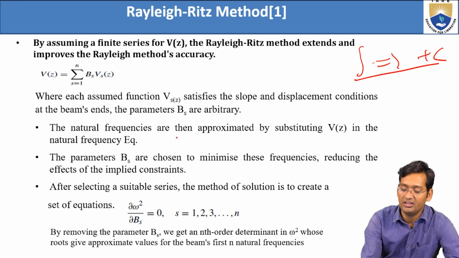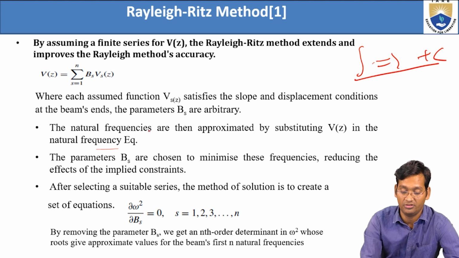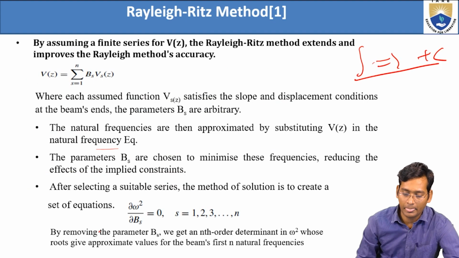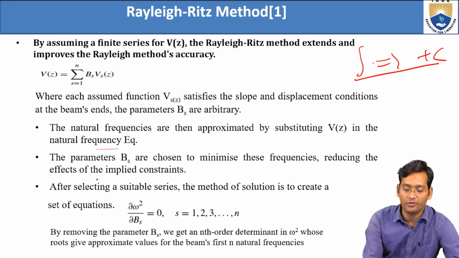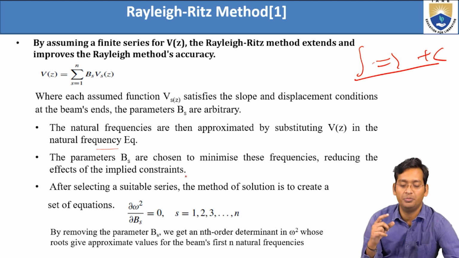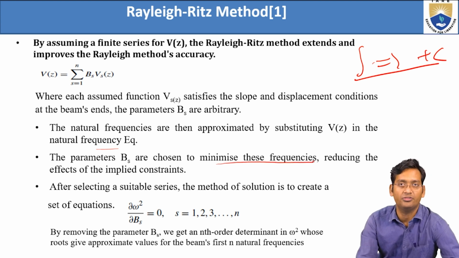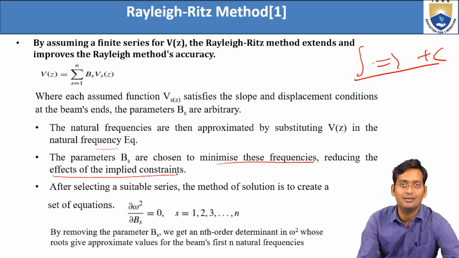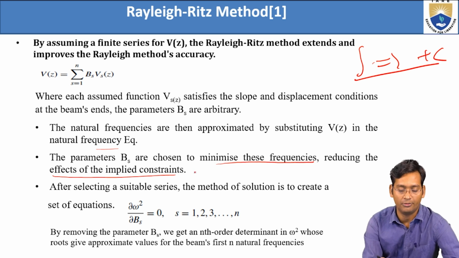The natural frequencies are then approximated by substituting V of Z in the natural frequency equation. So now V of Z is approximated there, right? Substituting V of Z in the omega square value, that is what we got here. Okay. The parameters B_s are chosen to minimize these frequencies, reducing the effect of implied constraints. So whatever the implied constraint is there, the B_s should be such that they minimize the frequencies that we have to choose. B_s such as are reducing the effect of implied constraint. That parameter should be such that they can reduce the constraint in that.